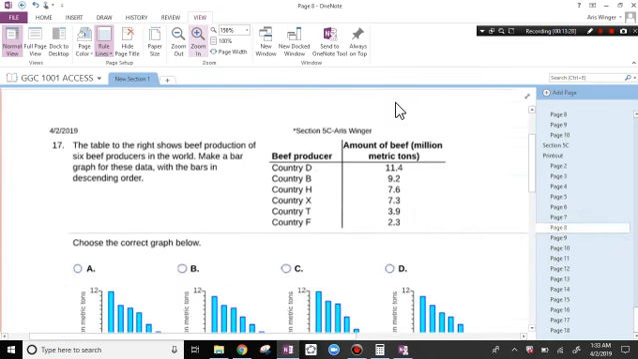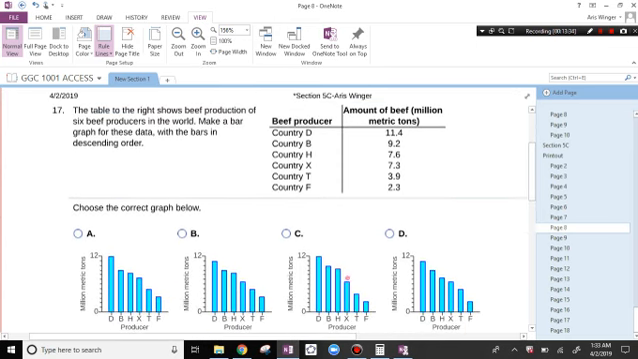View, zoom in. Let's try this one. Make a bar graph for this data with the bars in descending order. Country D, B, H, X, T, F. Okay, so it looks like the orders are all right. So start off with around 12, then around 10, a little bit more than 9, 7.5, 11, 10, 9, 8, okay. 7.3, and then what's this? Around 4. It looks like it's this one. It looks like it's A.